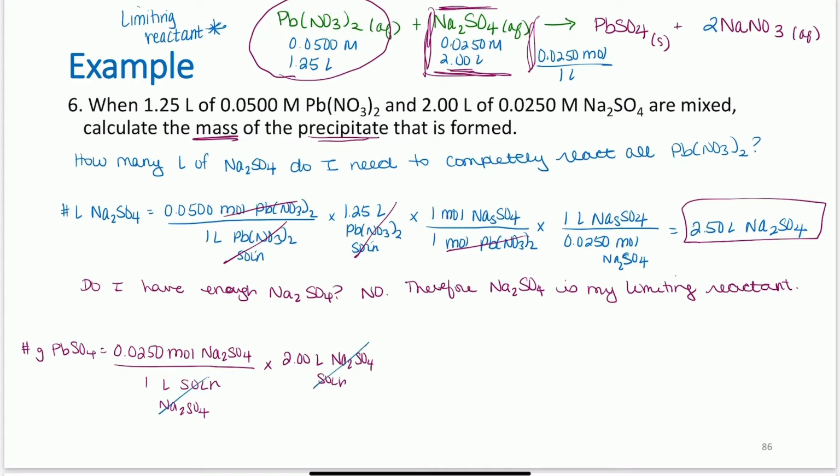This cancels out my liters of solution. Now I've got moles of sodium sulfate. I know I have 1 mole of lead 2 sulfate for every 1 mole of sodium sulfate. Now I've got moles of lead 2 sulfate. I can add up the molar mass of that. It's 303.3 grams of lead 2 sulfate per 1 mole of lead 2 sulfate.